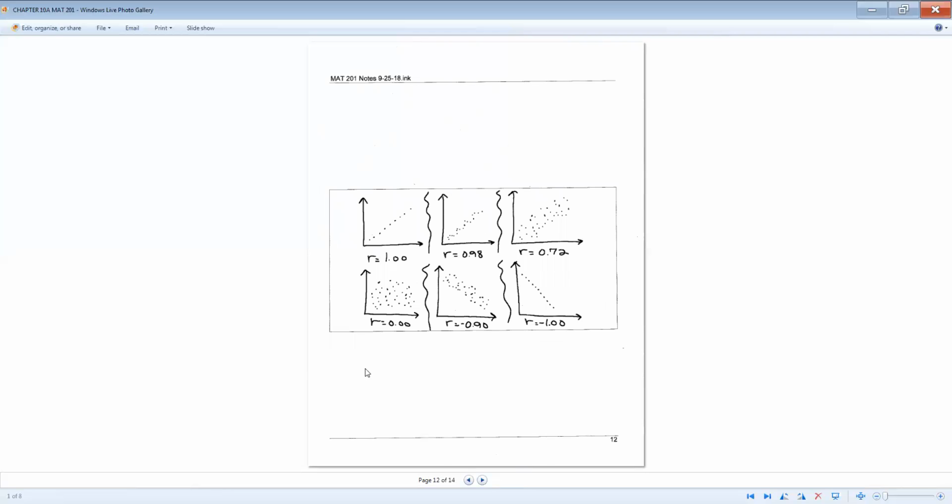Here are just examples of what your scatter plot will look like. If R is equal to 1, it would be a positive straight line. And if it was equal to -1, it would be a negative straight line. Positive association going up from left to right, negative association going down from left to right. And then as you deviate from that straight line, you start to see the spread of your data.